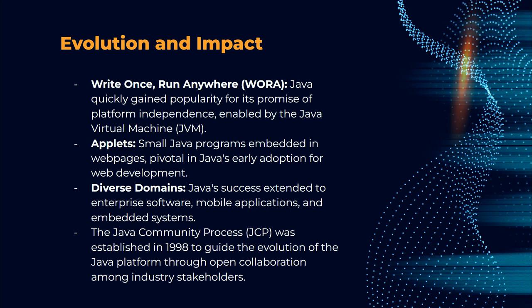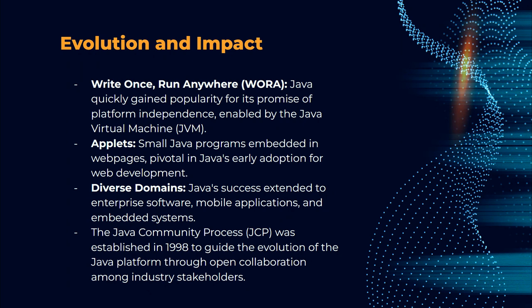Java's success was not limited to the web. Its robustness, security, and scalability made it an ideal choice for a diverse range of domains, from enterprise software to mobile applications and embedded systems. Java proved its versatility and adaptability time and time again. Its ability to meet the demands of such a widespread variety of applications further cemented it as the main programming language for many people.